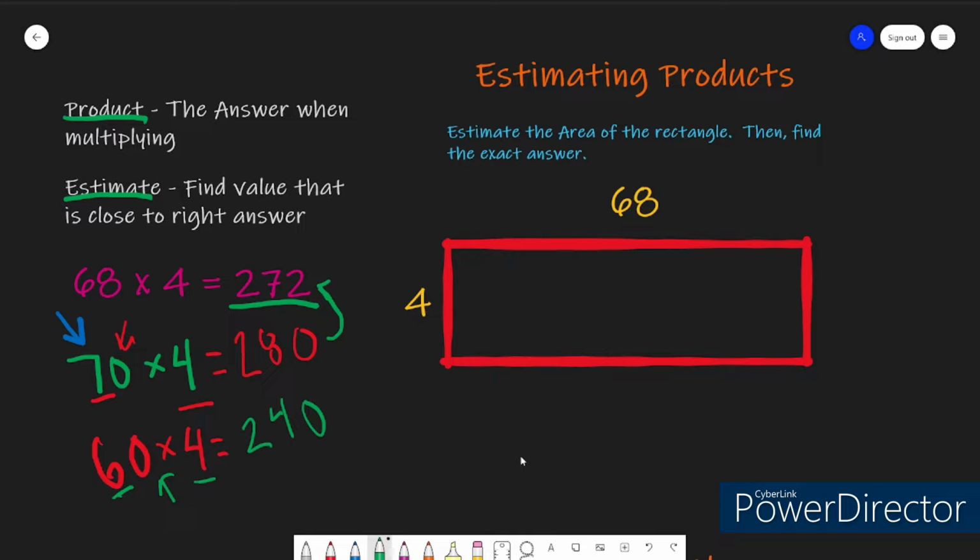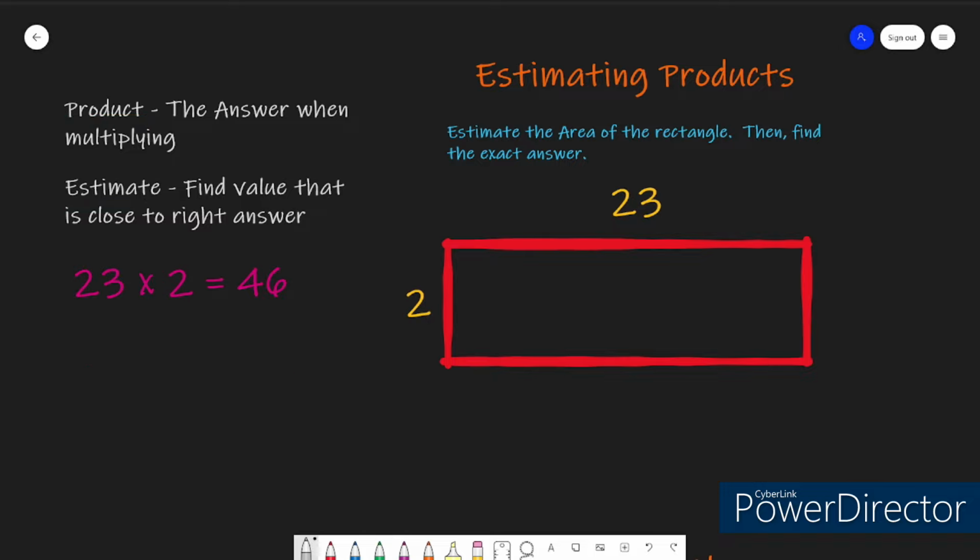So let's look at another example. So here's our second example. It's the exact same question from the previous example, but with different numbers.